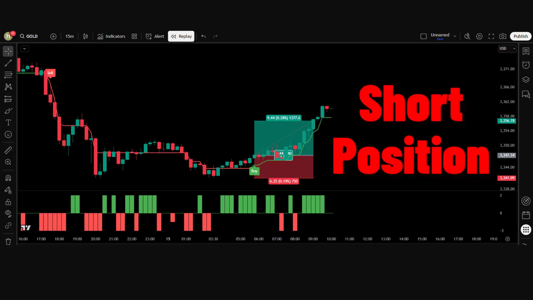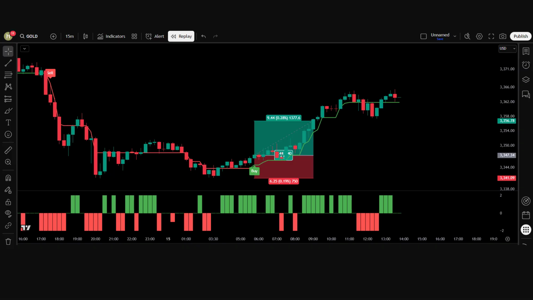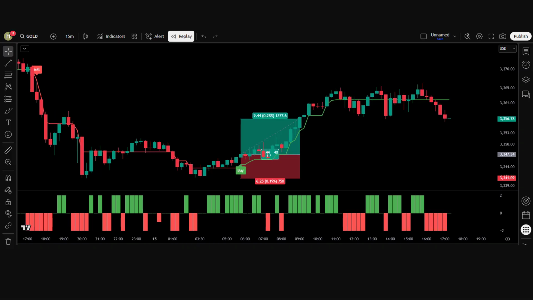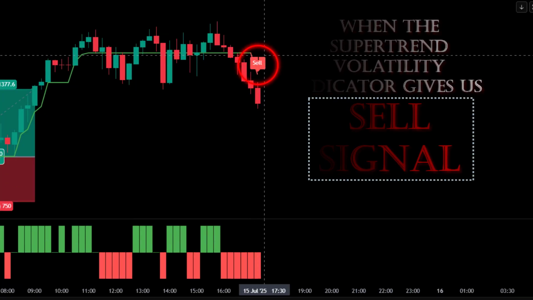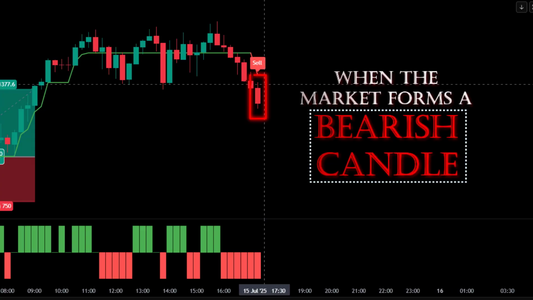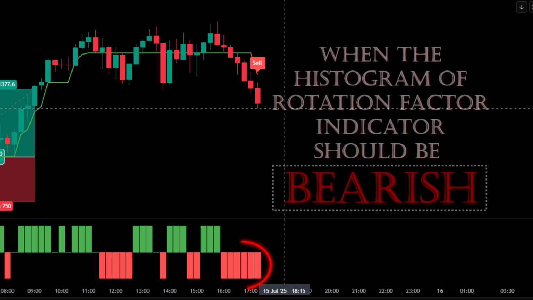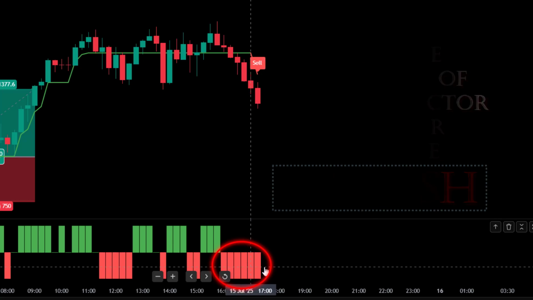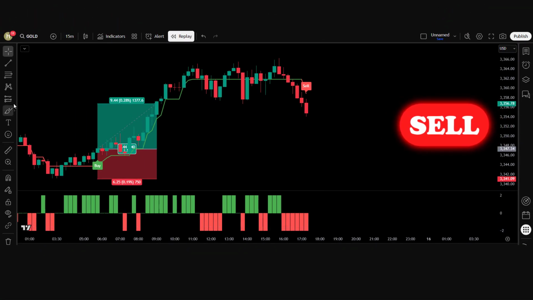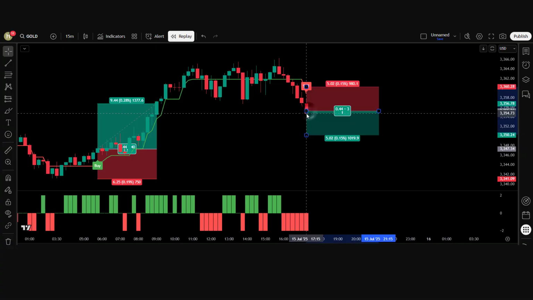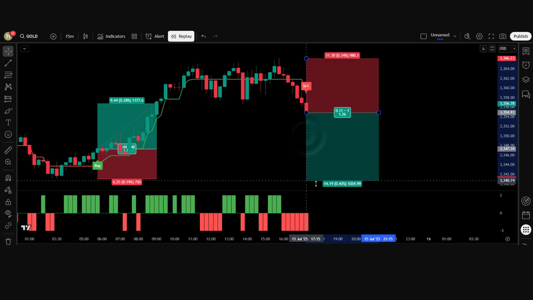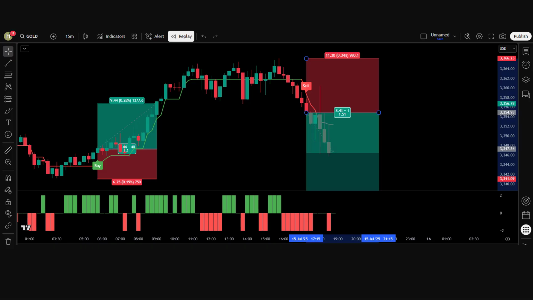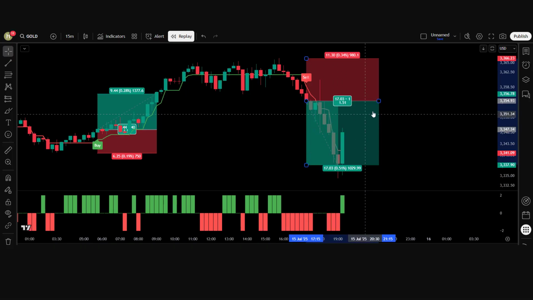Now let us understand short position. When the Supertrend Volatility Indicator gives us sell signal, when the market has formed a bearish candle, and when the histogram of Rotation Factor indicator is bearish, if this condition is fulfilled, then we will place sell order. Our stop loss will be placed at the current market's higher level, and the risk to reward ratio will be 1:1.5. The market has completely hit the target.